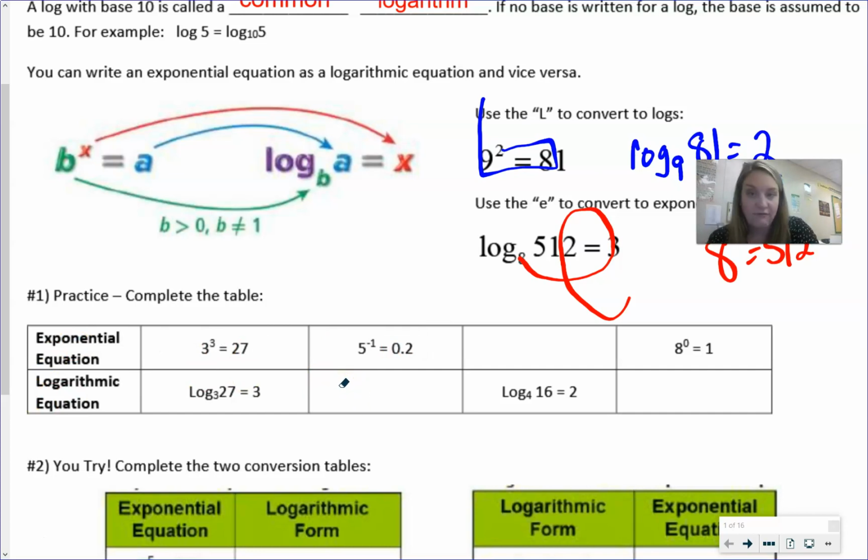So my first one's already done for me. 3 cubed equals 27. It's the same thing as log with a base of 3 of the value of 27 equals the exponent of 3.